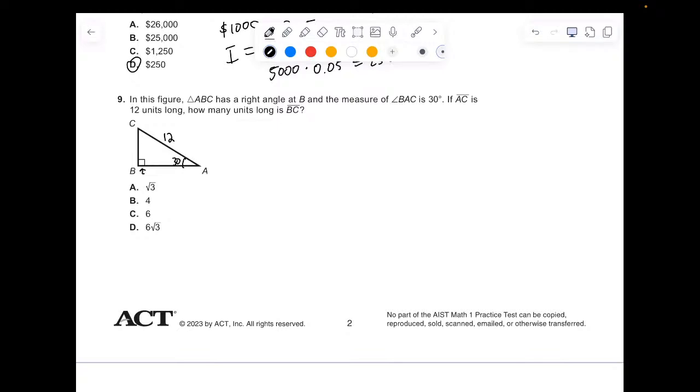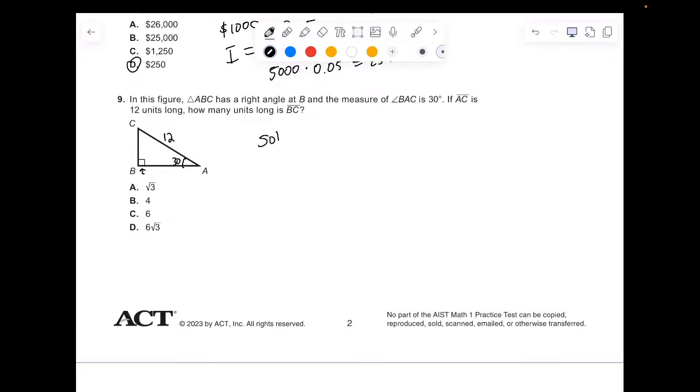Oh my goodness. This is a unit circle question. Man, I have not done this in 6 years? 5 years? It's been a while. How many units is BC? Usually I would just plug it into a calculator.